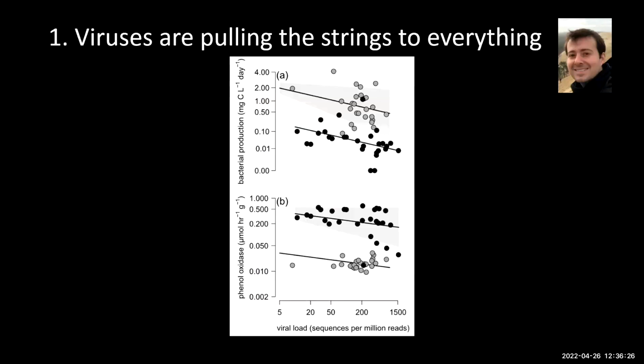And as further evidence of this, here is an estimate of the viral load in these samples, which we found both reduces bacterial production and extracellular enzyme activity. So this is phenol oxidase, a really critical enzyme used to degrade organic matter. So the key point here is that viruses have the potential to completely shift the energy transfer in these lakes by making the water clearer, killing bacteria, in addition to their direct impacts on carbon cycling and the amount and the types of compounds available for microbes to use.